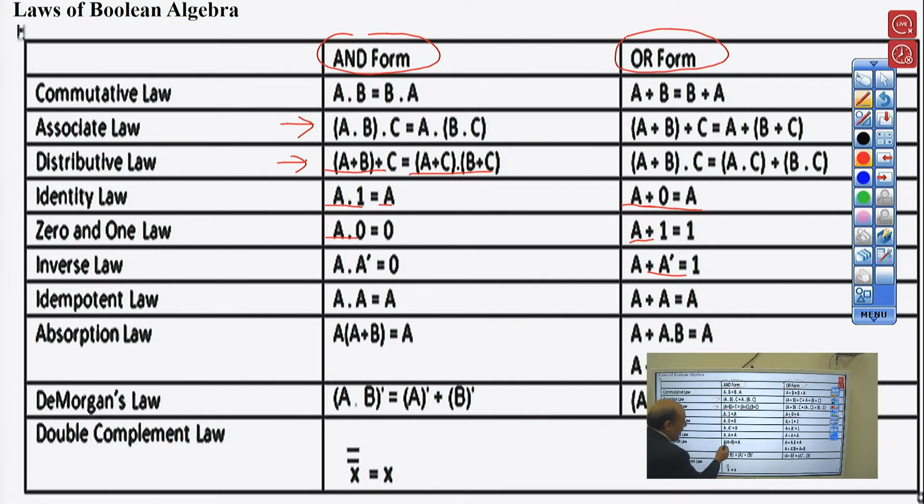Absorption law: A and A or B equals A, and the OR form, A or AB equals A. We have two important laws, De Morgan's laws. A and B all complemented equals not A or not B, and the second law, A or B all complemented equals not A and not B. And the double complement or double negation law: not X complemented twice equals X.